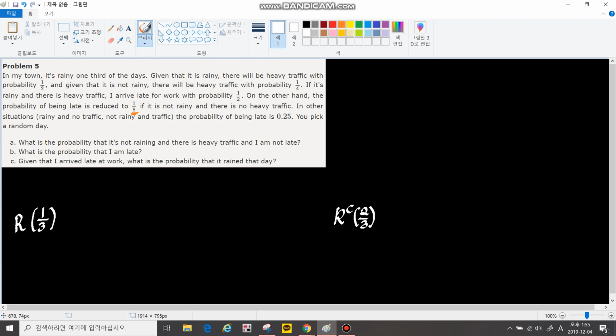Now, given that it is rainy, there is a conditional probability thing going on here, and there will be heavy traffic with probability 1/2. So the probability that when it's raining outside there will be heavy traffic is just 1/2. And if there's no heavy traffic when it's rainy, then it's also going to be 1/2. You need to understand why this is 1/2.